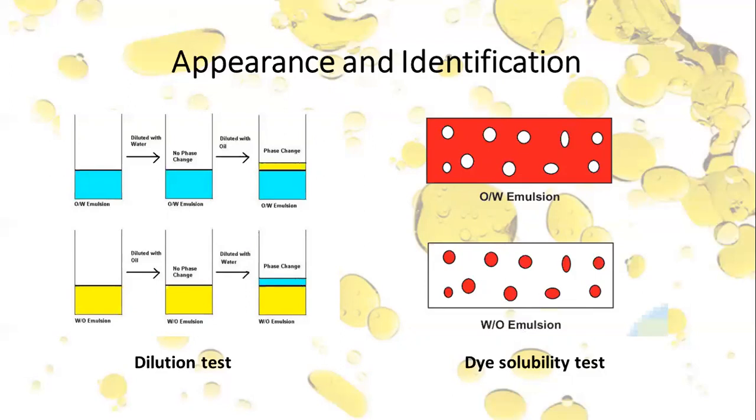If we take a dye which is oil soluble and mix it into the emulsion, and take a small part of it under the microscope on a slide, and if only the globules turn red, then we have to assume that it is a water in oil type emulsion. Sorry, if the dye is soluble in water only, then only the globules turn red, and we have to assume that it is a water in oil type emulsion.